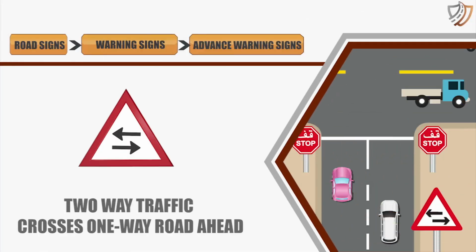Two-way traffic crosses one-way road ahead. This sign means that two-way traffic is crossing a one-way road ahead. This sign is found on one-way roads, which warn that this road will terminate at a road where the traffic is moving in both directions, that is, the two-way road. Motorists must be prepared for the traffic approaching from both directions and position properly to turn either left or right.